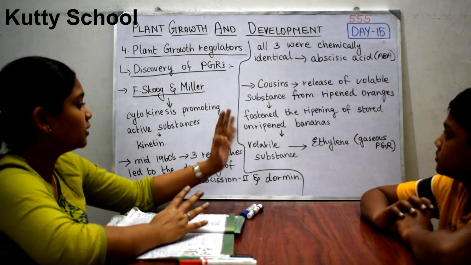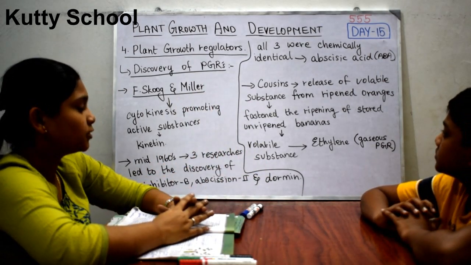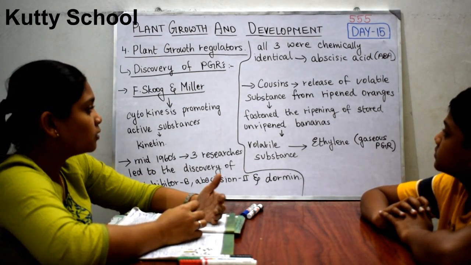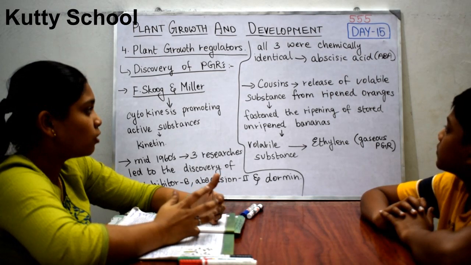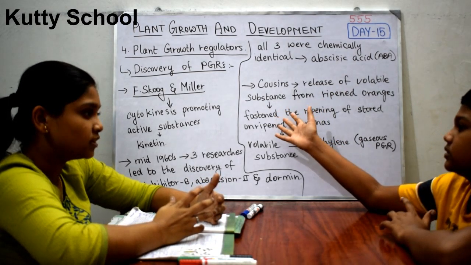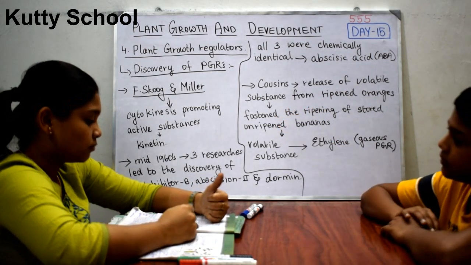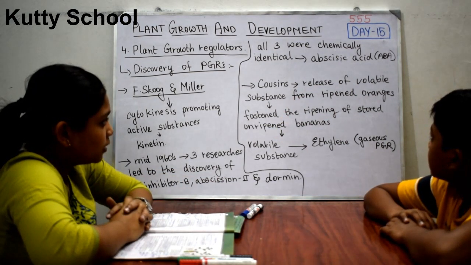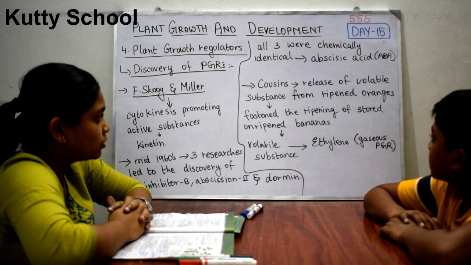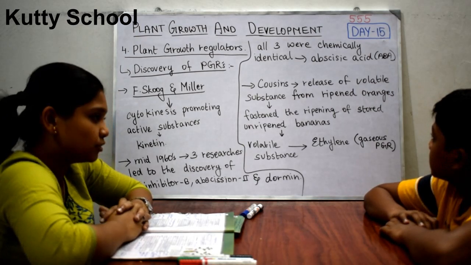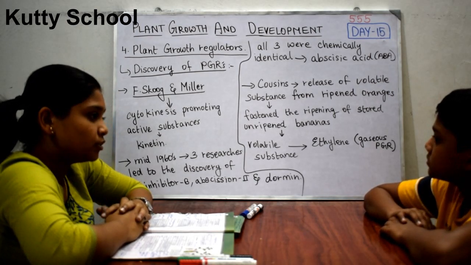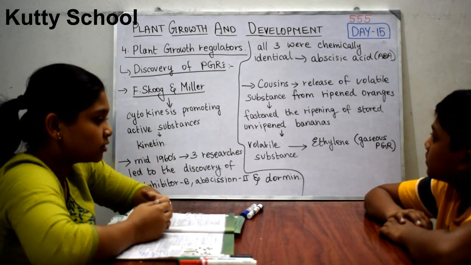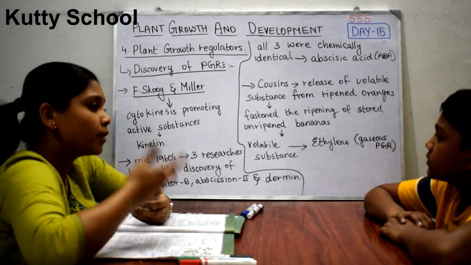So the last one is cousins. Cousins is the name of a scientist. So what did he observe? He observed the release of volatile substances from ripened oranges. Volatile substances means some evaporative substances.